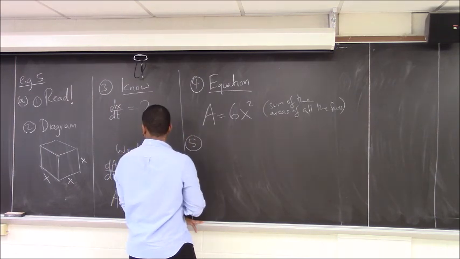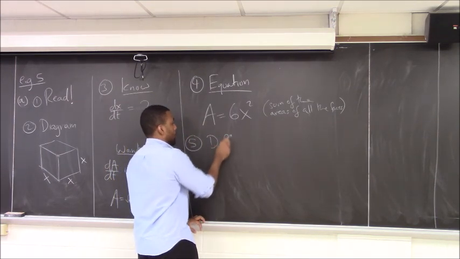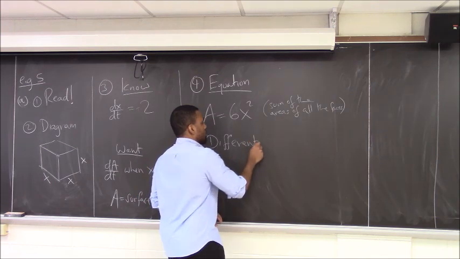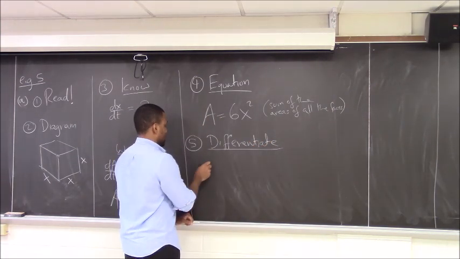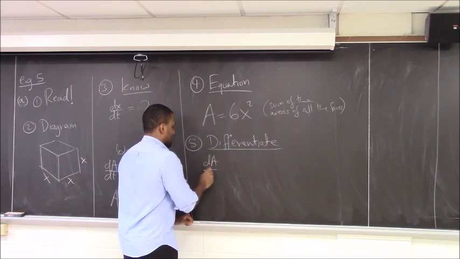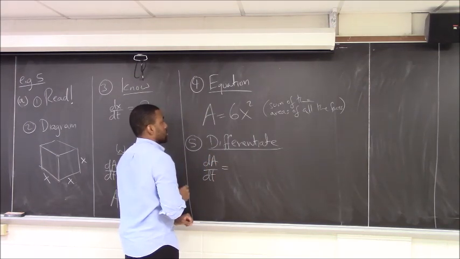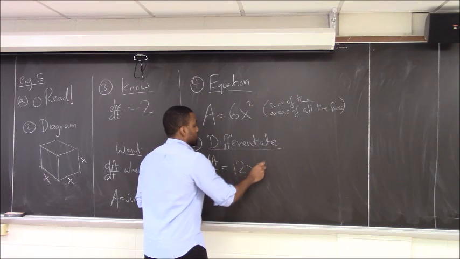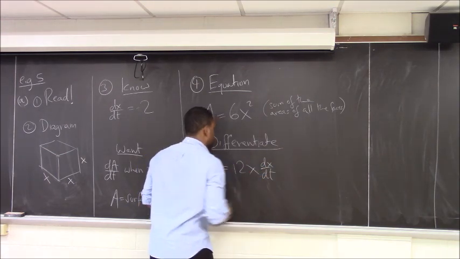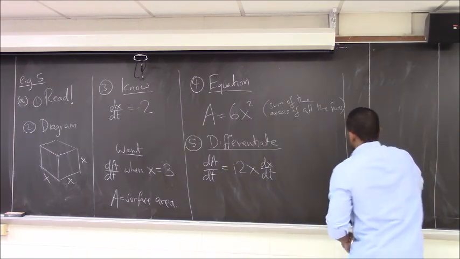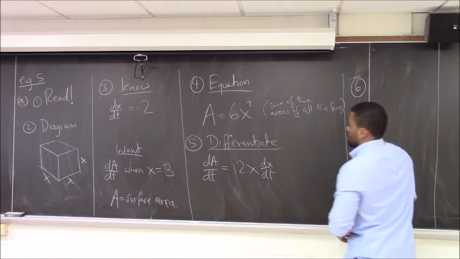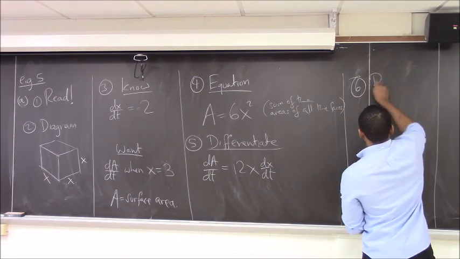Fifth, differentiate. We're going to differentiate with respect to time, so the derivative of A, dA over dt, equals 12x dx over dt. Which leads us to step 6. Plug in and solve.